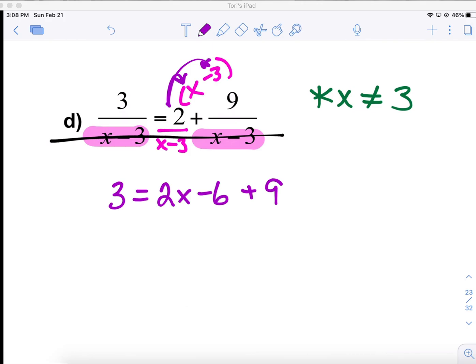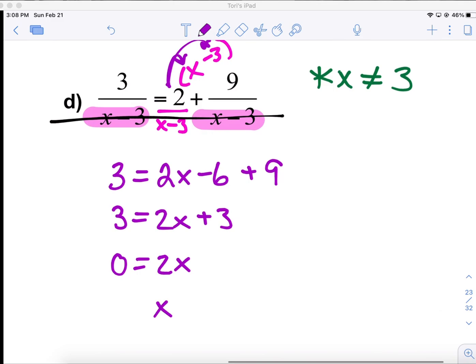Single variable, no quadratics. So we're going to get all our letters to where they are. It looks like we've got 2x by itself. Let's just simplify real quick. So 2x plus 3. I'm going to move this 3 over here by subtracting it. Gives me 0. Divide by 2 gives me x equals 0. It does not match what's up here, so we're okay so far. But I will need to plug it back in to check and make sure nothing is extraneous.